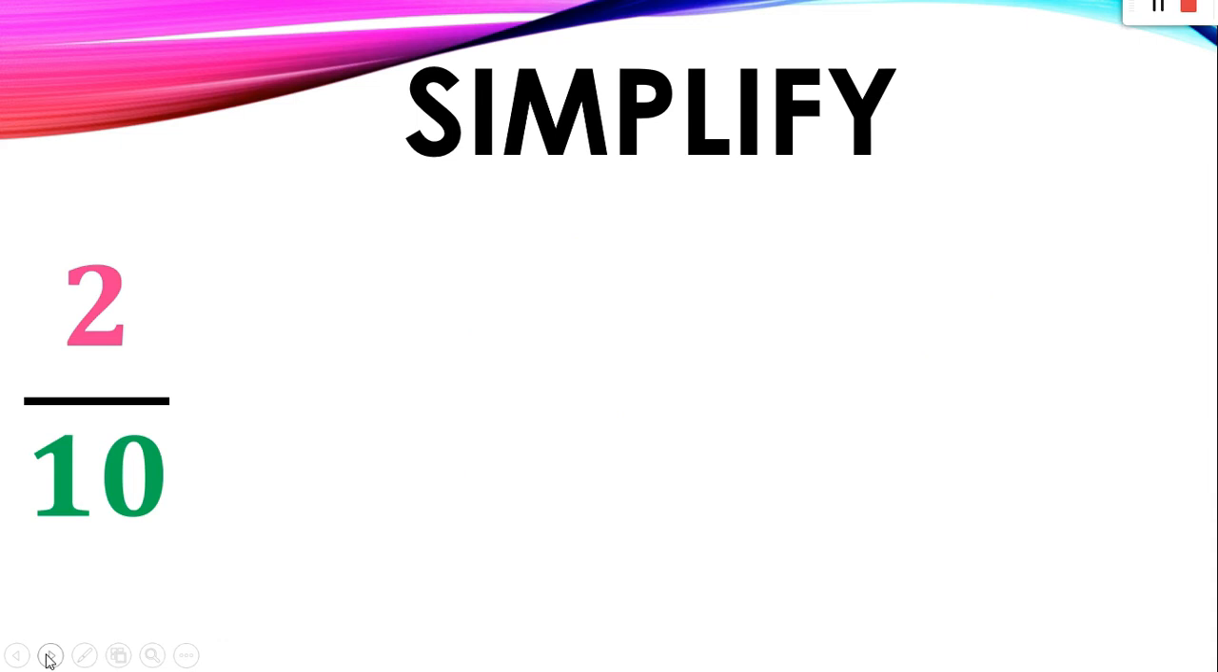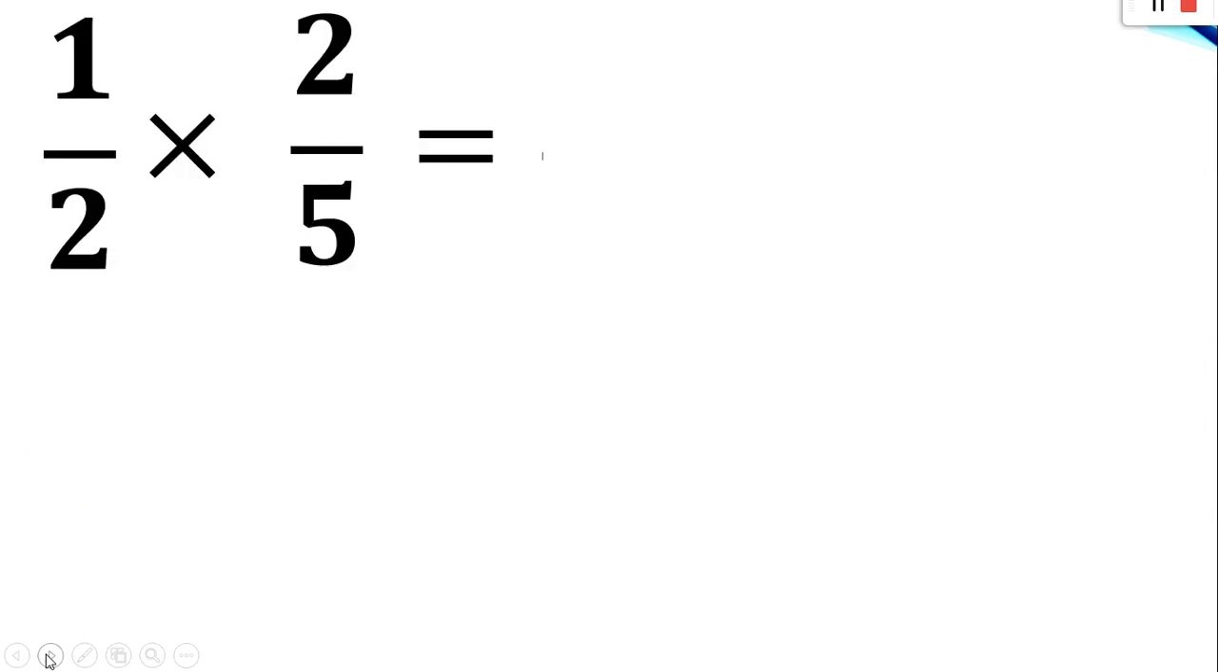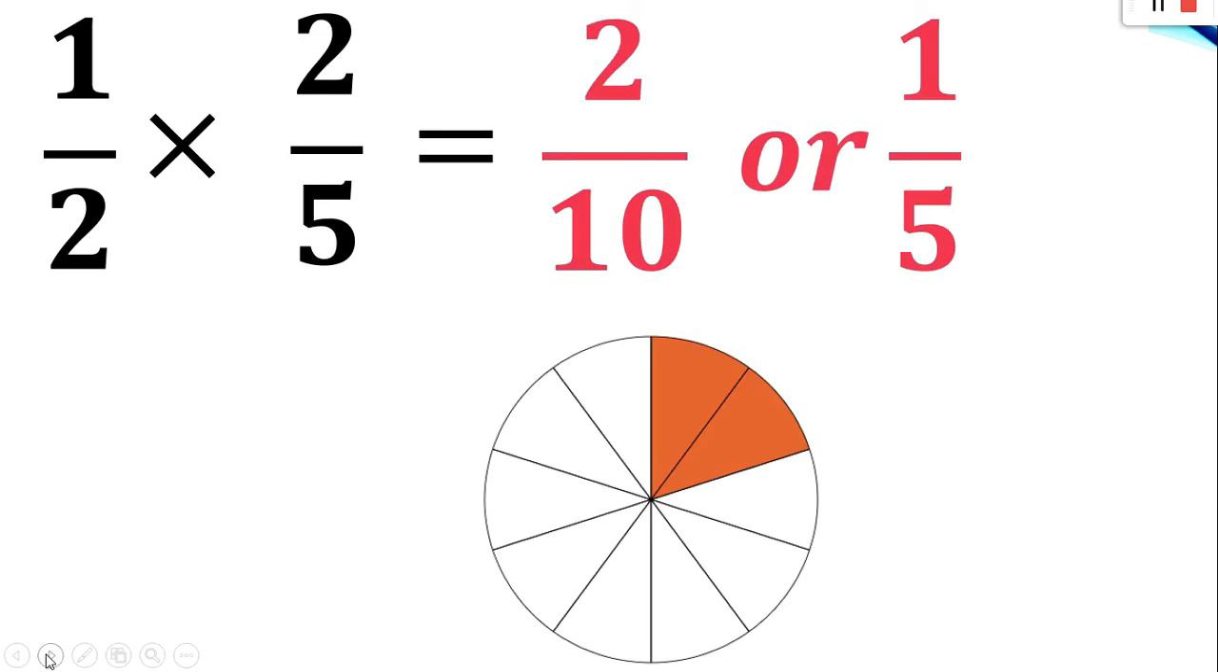Now the last step is to divide both the numerator and the denominator by the greatest common factor, which is 2. 2 divided by 2 will give us 1, and 10 divided by 2 will give us 5. So the simplest form of 2/10 is 1/5. Now we can say that the product of 1/2 and 2/5 is 2/10 or 1/5.